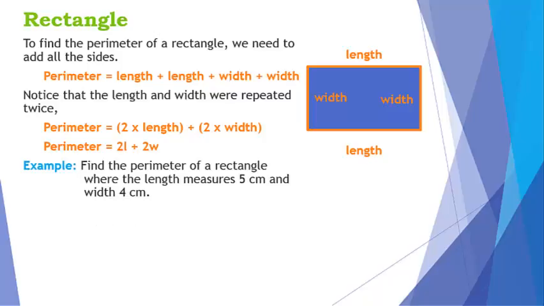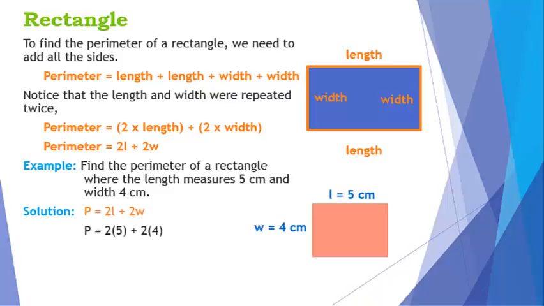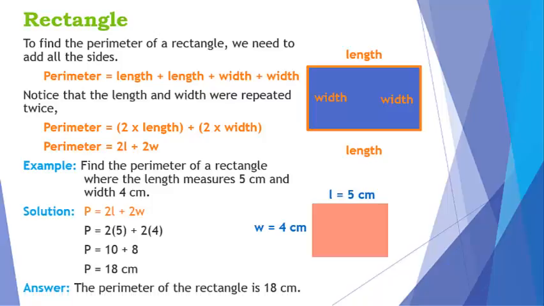Example. Find the perimeter of a rectangle where the length measures 5 centimeters and width 4 centimeters. Solution. Perimeter is equal to 2L plus 2W. So the perimeter will be equal to 2 times 5 plus 2 times 4. And this is equal to 10 plus 8, which is 18 centimeters. Answer. The perimeter of the rectangle is 18 centimeters.